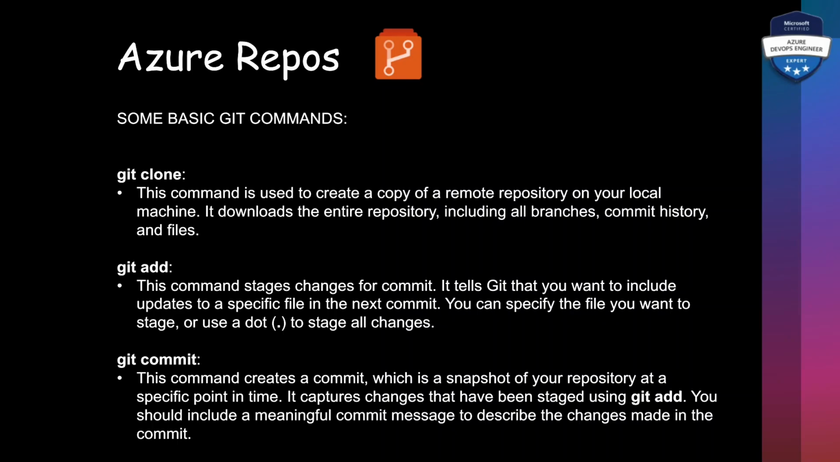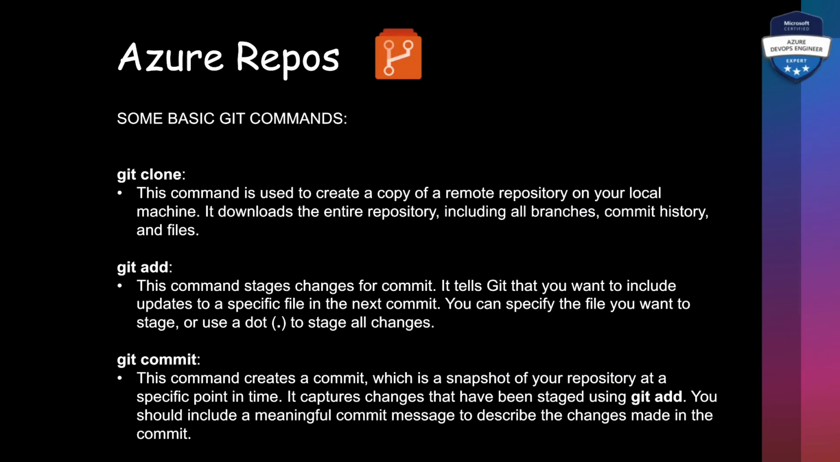Then there is git add. This command stages changes for commit. It tells Git that you want to include updates to a specific file in the next commit. You can specify the file if you want to stage, or you can use a dot to stage all changes. So git add is used to stage the commits. Like I have explained to you previously how git works, git will push files from the local directory to the staging area with the command of git add.